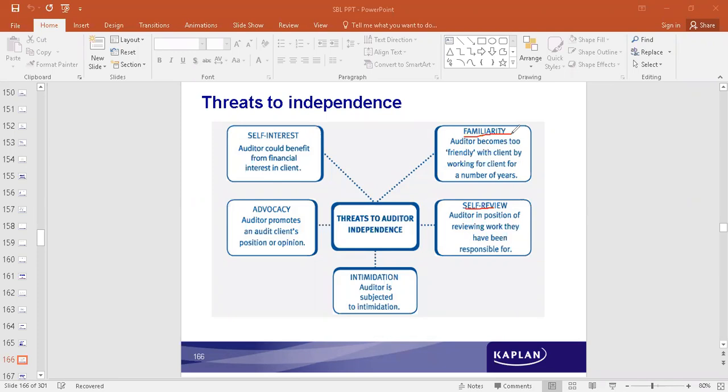Familiarity, we know that the familiarity concept is that the auditor becomes too friendly with the client from working for the client for a number of years. So for a very long period of time, the concept of conformity arises, because they feel that whatever is happening in the organization, since we know them for a very long time, everything would be appropriate. Having that kind of an attitude is familiarity.